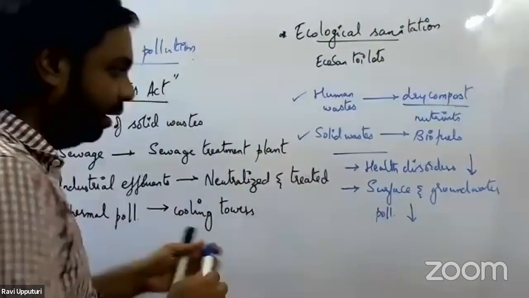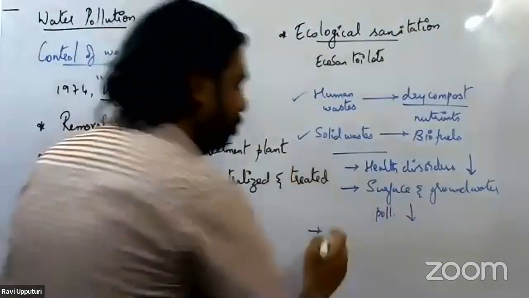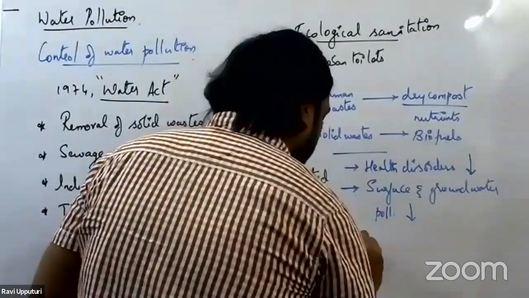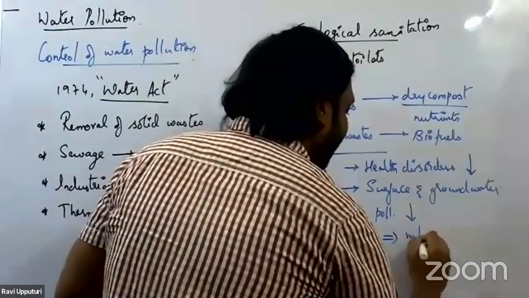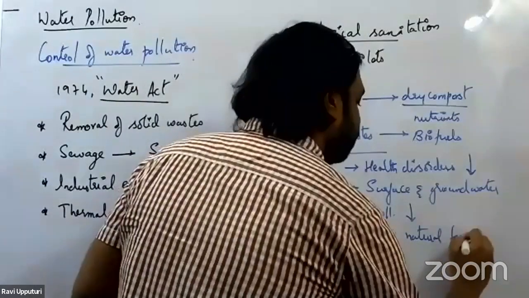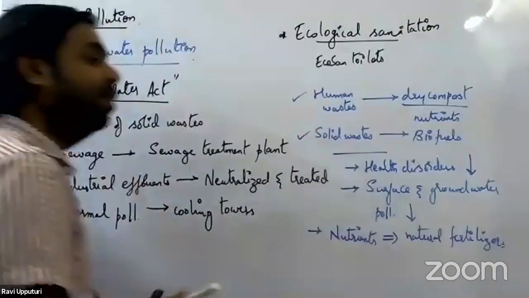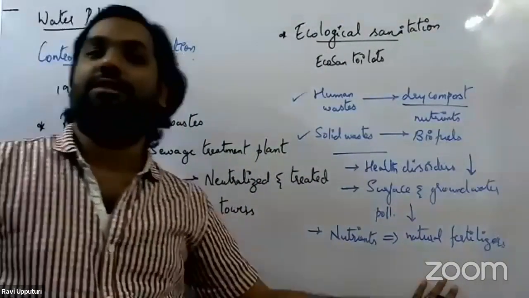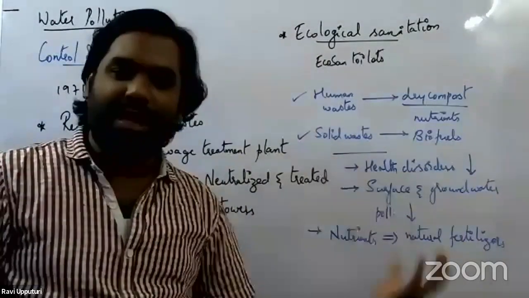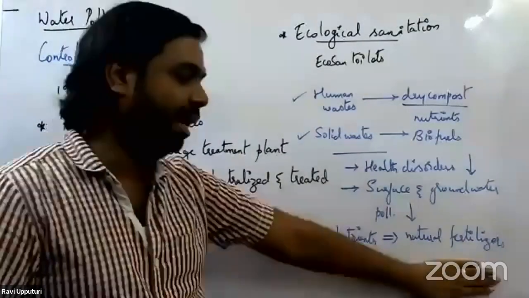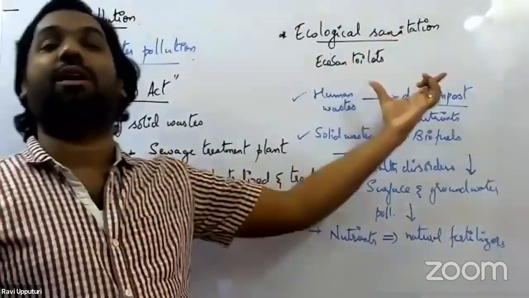And the third one is, since human waste is converted into nutrients, these nutrients which are formed could be used as natural fertilizers. Since they could be used as natural fertilizers, these could replace the synthetic fertilizers. So we can replace the synthetic fertilizers with the help of these natural fertilizers, which are produced through this process of ecological sanitation.